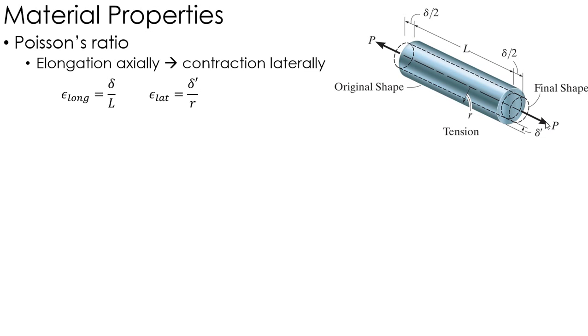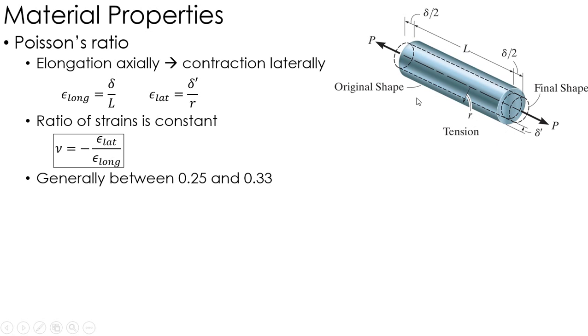So I have two separate strains that I'm looking at. The first is a longitudinal strain, which is what we're familiar with, the change in length over the original length. And then we have a lateral strain, which is basically the change in radius over the radius, which is what I have shown here in this picture. I've got a radius and then a delta prime.